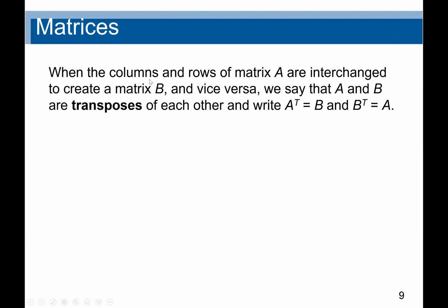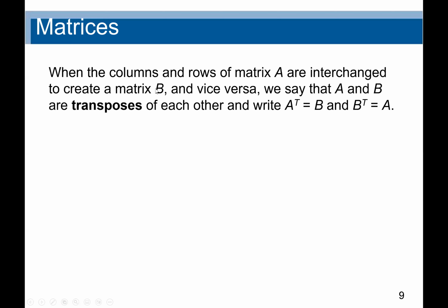Now, when the columns and the rows of a matrix are interchanged to create matrix B, so let's say we have matrix A, the columns and the rows of matrix A are interchanged, then we will say it's a transpose.